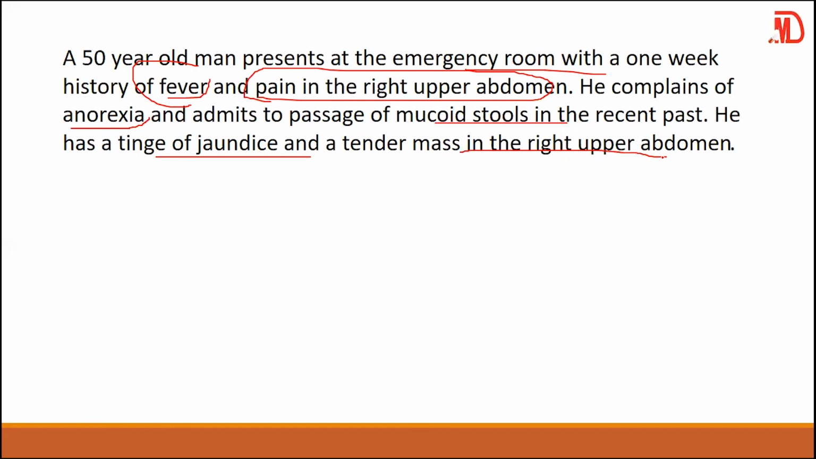So what it means is that there's a problem with the liver, isn't it? So what problem could it be for there to be fever, the passage of mucous stools and things like that, jaundice, and a palpable, tender mass? So what are you thinking about? Amoebic liver abscess. So what is your diagnosis? It is definitely amoebic liver abscess. Very important.